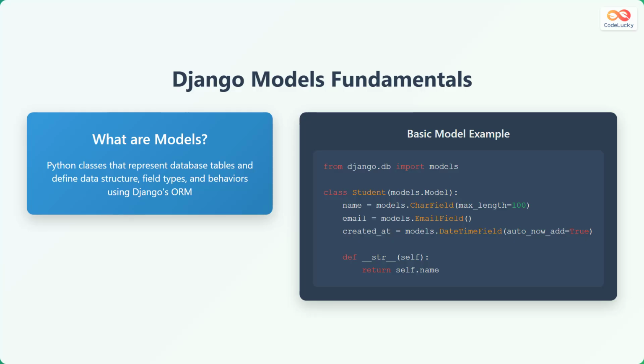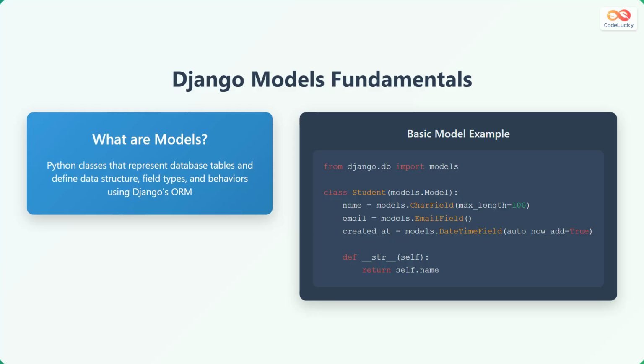Django models are Python classes that represent database tables and define the structure of your data. Each model inherits from django.db.models.Model and contains field definitions that map to database columns. Models provide a high-level abstraction over database operations, allowing you to work with data using Python code instead of writing raw SQL queries. Common field types include CharField for text data, EmailField for email addresses, and DateTimeField for timestamps. Models can include validation logic, custom methods, and metadata options.